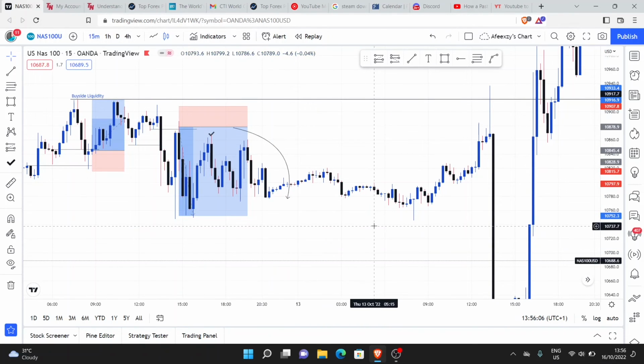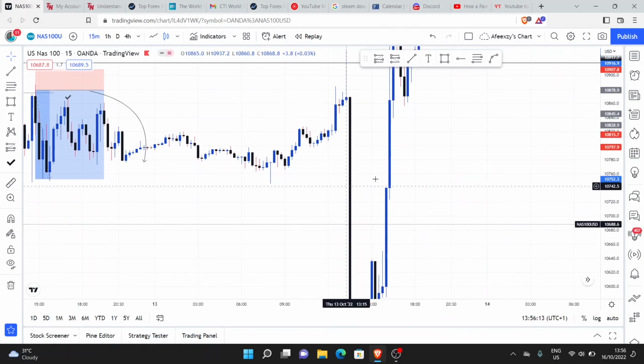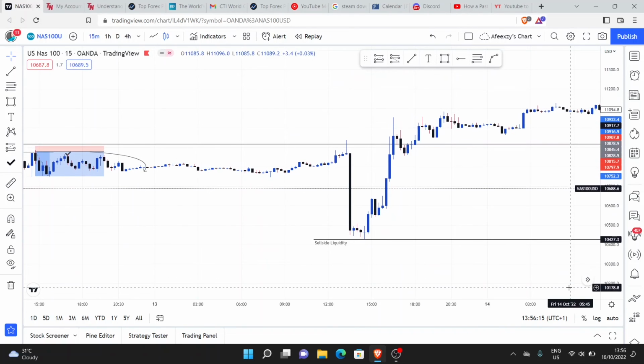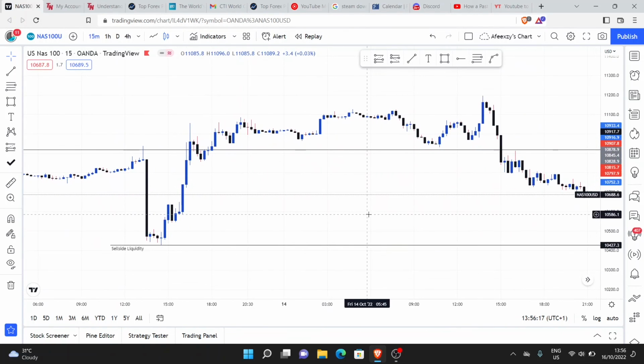The remaining position I left to run, there was a news that they released. This spiked us out, then it plummeted down. So apart from that, I really did not take any more trade till the weekend.